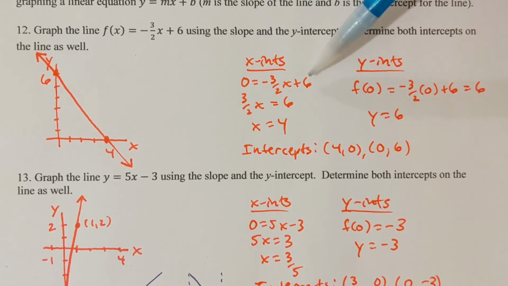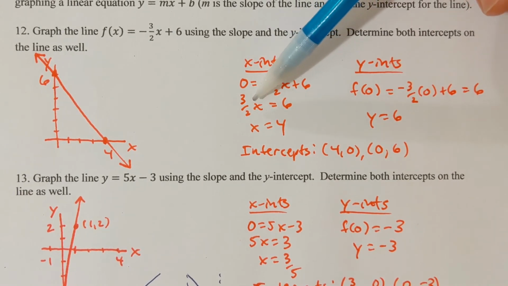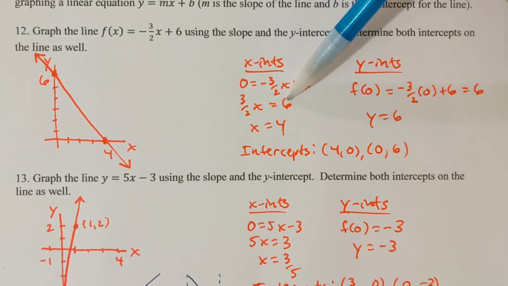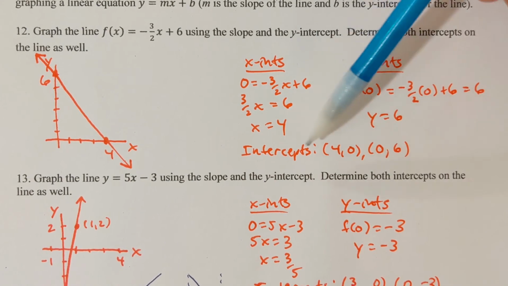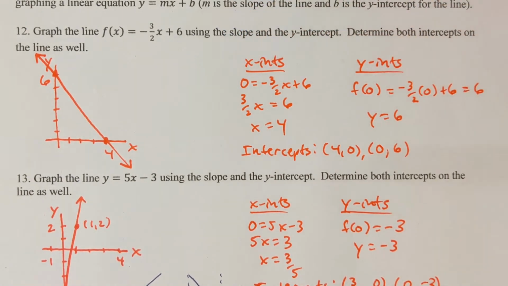Okay, so I've done that, let y be 0. I'm going to add 3/2 x to both sides, and then if you multiply by 2 and divide by 3, we get x equal 4. So (4, 0) would be my x-intercept.